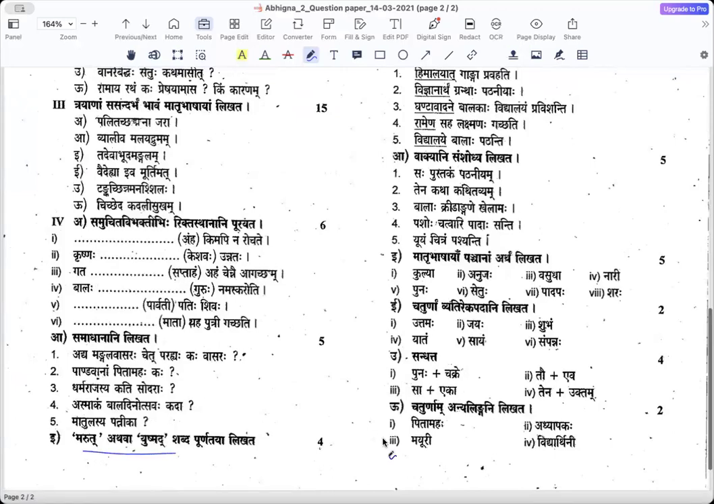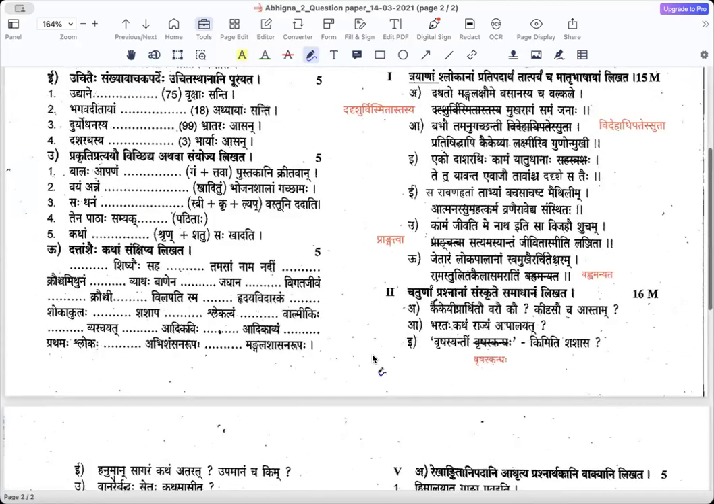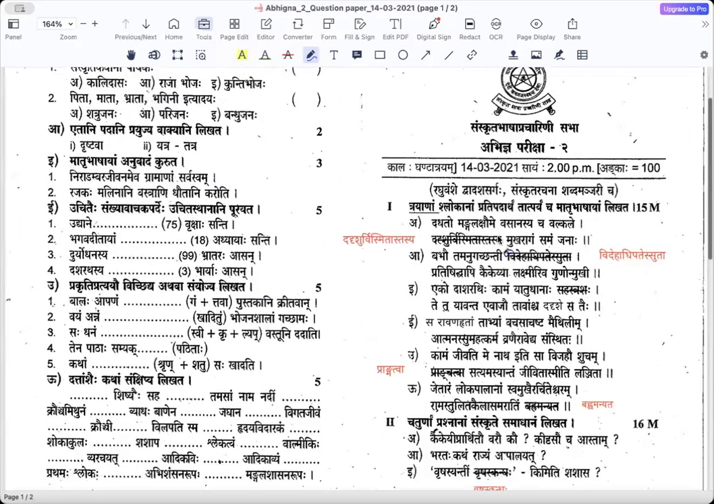Ha, phalam marut yushmat ityadi. So that's where your Shabdamanjari is going to be useful. So let's go over the first section.